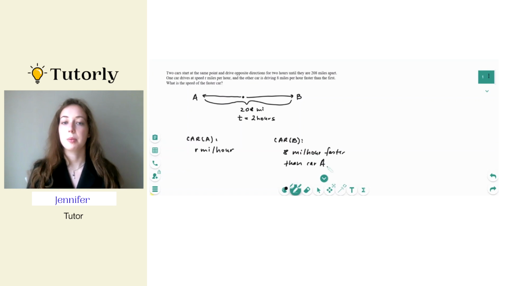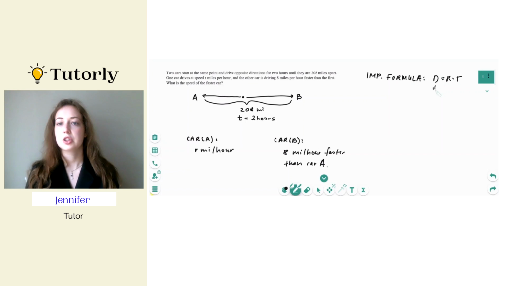Now, to tackle this problem, we need an important formula. Let's think about what this is. We have distance, speed, and time. So we should probably use the formula distance is equal to rate times time. You can check if this works because distance is in miles, speed is in miles per hour, and time is in hours. So those units cancel out and you get miles is equal to miles.